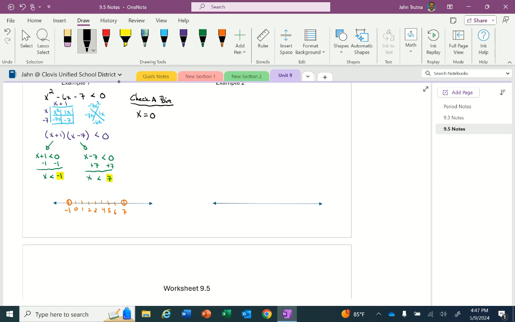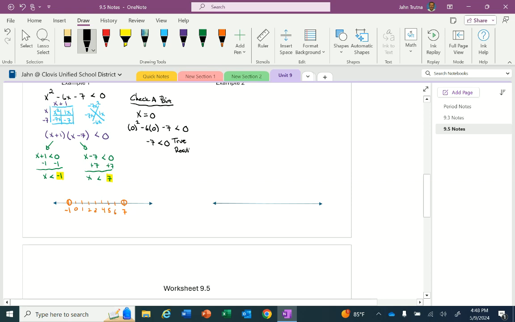And I'm going to then put that 0 into my inequality. So instead of x squared, I'm going to have 0 squared minus 6. Instead of x, I'm going to have times 0, minus 7 is less than 0. Okay, and I'm going to work this out. When I work it out, I get -7 is less than 0. Now, this is a true result. Okay, so what does that tell me?